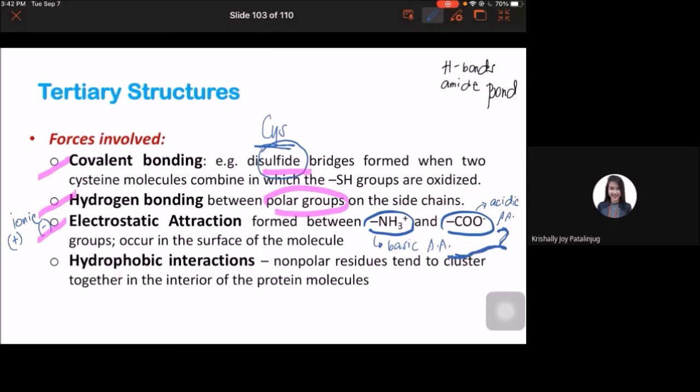O, tingnan nyo yung previous notes nyo. Kapag polar side chain, pwede yan acidic or basic. So, all in all, polar to sila. Polar nga mga groups. Okay? Parehas lang yan, polar groups din yan. Okay? Now, with regards to this electrostatic attraction, this actually occurs within the molecule of the protein.